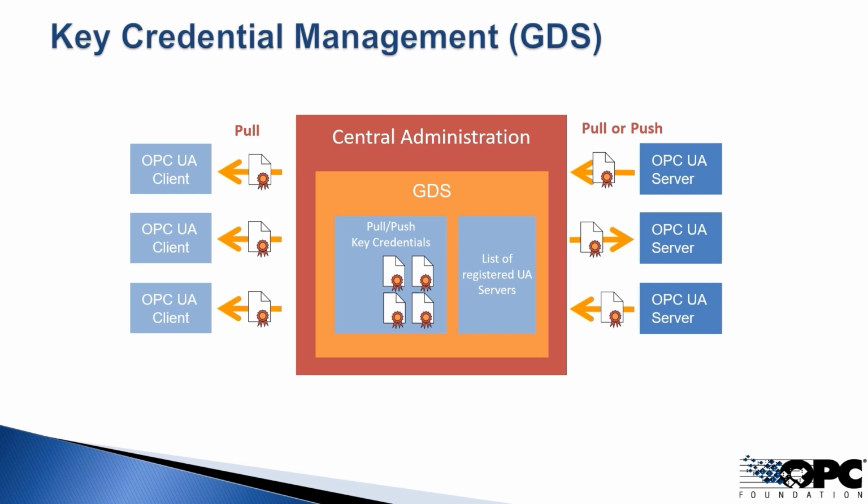As you can see, the picture of the key credential management looks strikingly similar to the certificate management, and in fact there are a lot of parallels here. We have a push and a pull model, so clients typically will pull their key credentials from the central administration, and servers will typically have the key credentials pushed to them. And again, these can all be managed in a central location through the GDS, with fine-grained control over which particular applications get which particular credentials pulled or pushed to them.